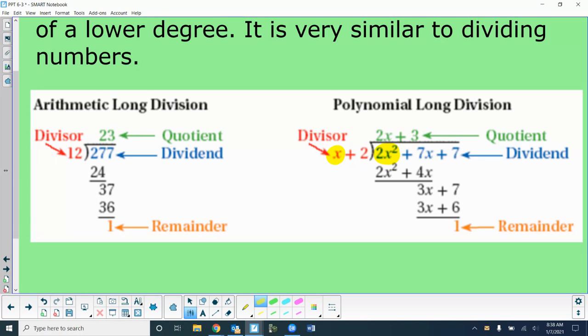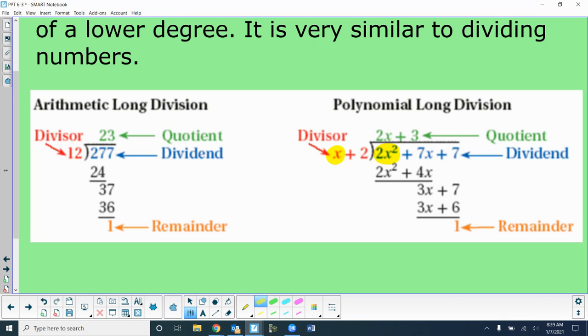That's an easy problem. What's 2x squared divided by x? 2x. And that's why that 2x showed up top. That's where that came from. If we divided 27 by 12 as 2, how did they get that 24? They went 2 times 12, right? Well, how do we get this 2x squared? You go 2x times x.